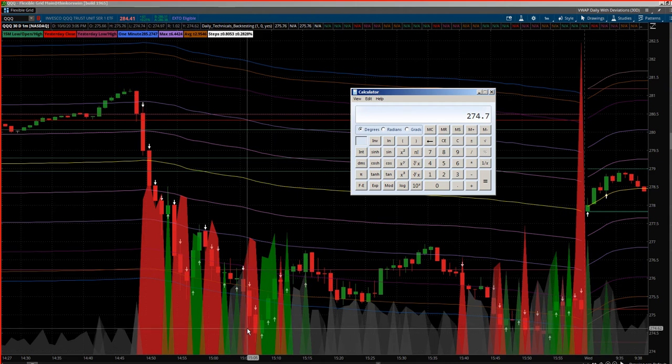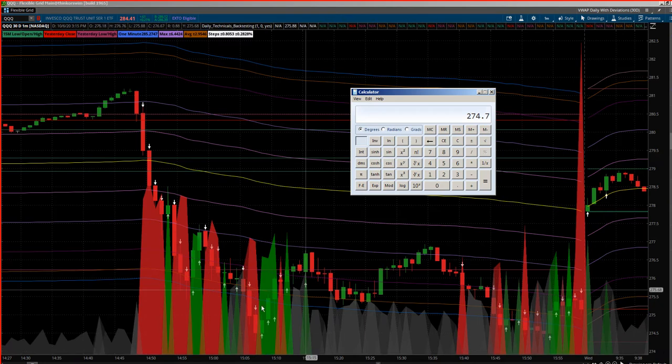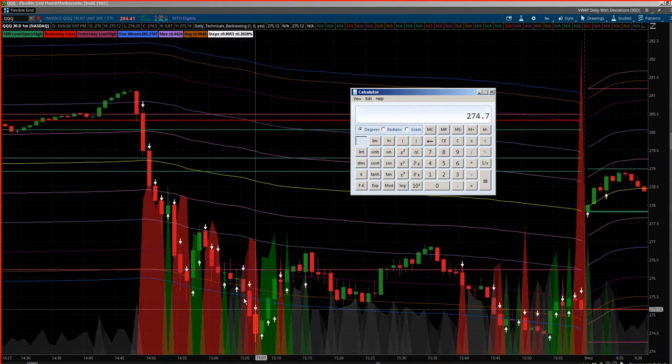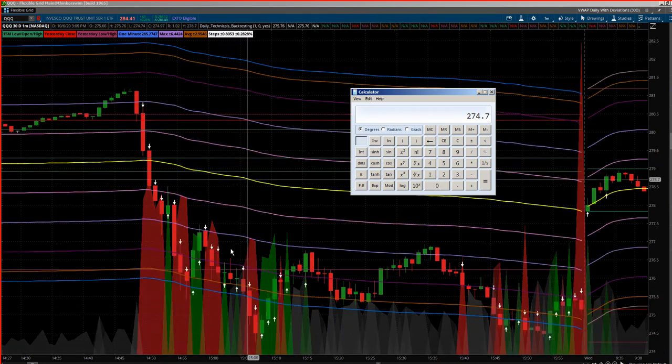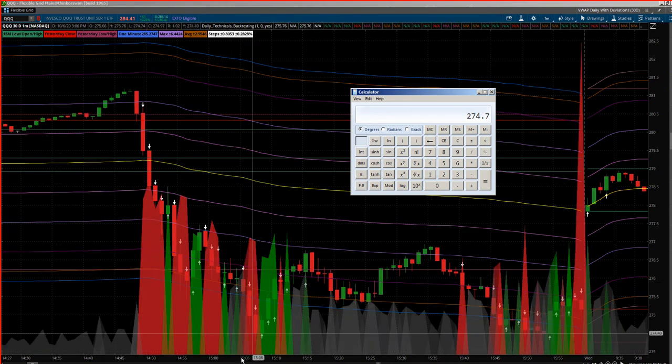274.7, to the penny to the next band. And then the next band underneath would be another 0.8, so that would be 273.9, which is right underneath the chart. So it did not go to the sixth. It went to the fifth to the penny, and then bounced back up.